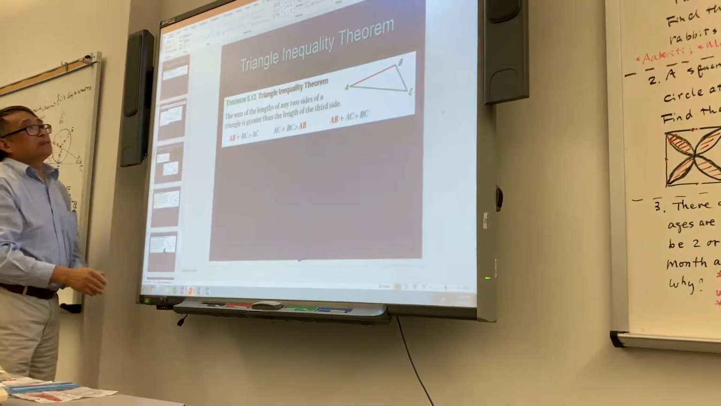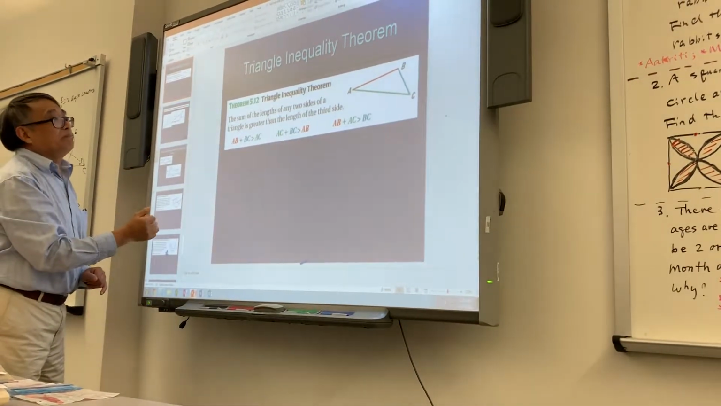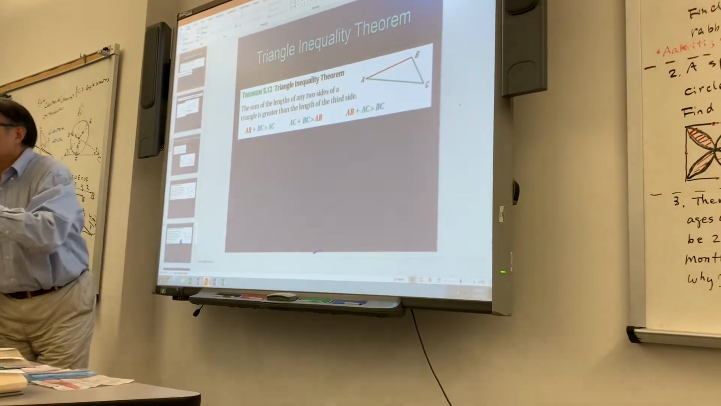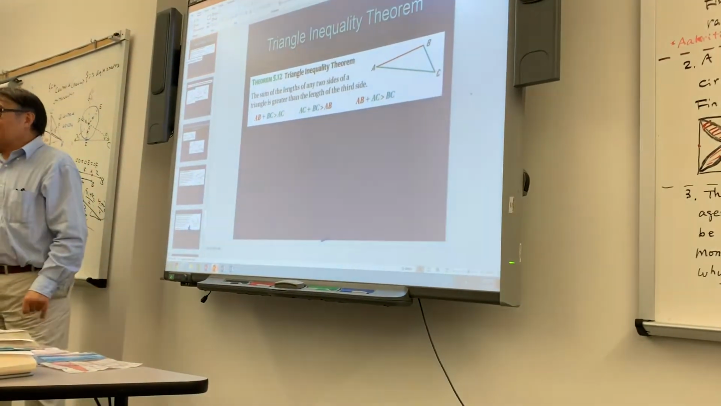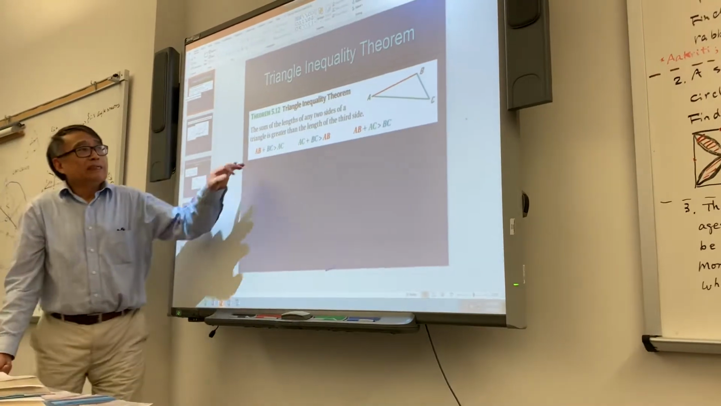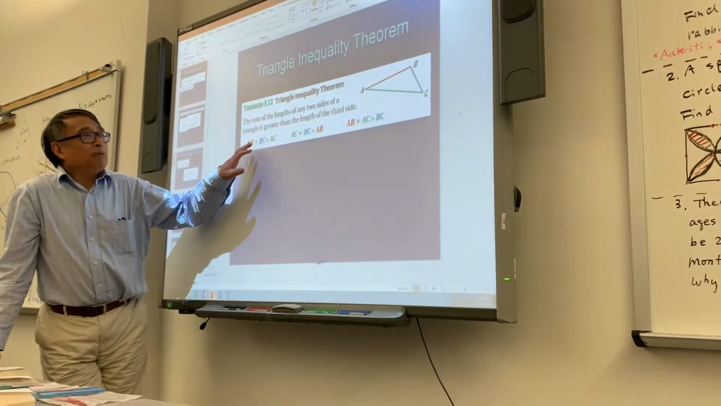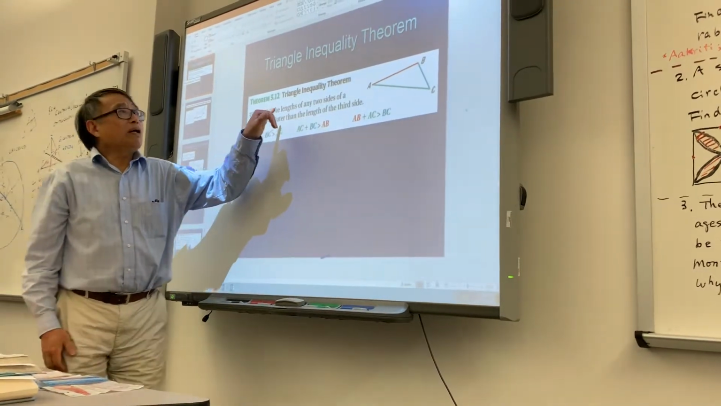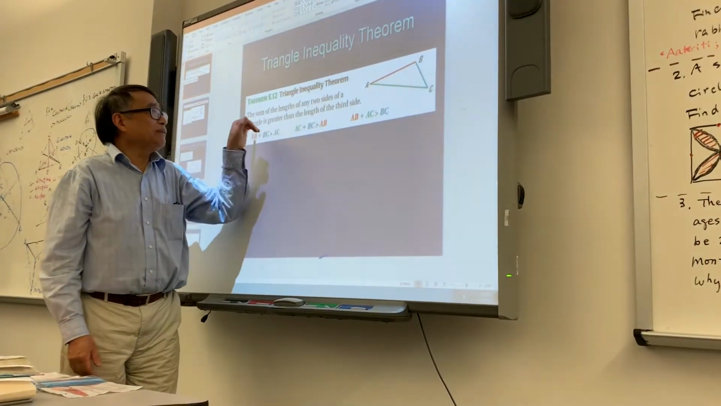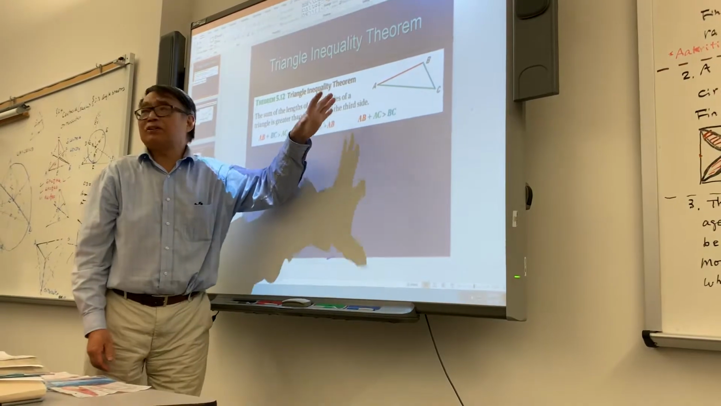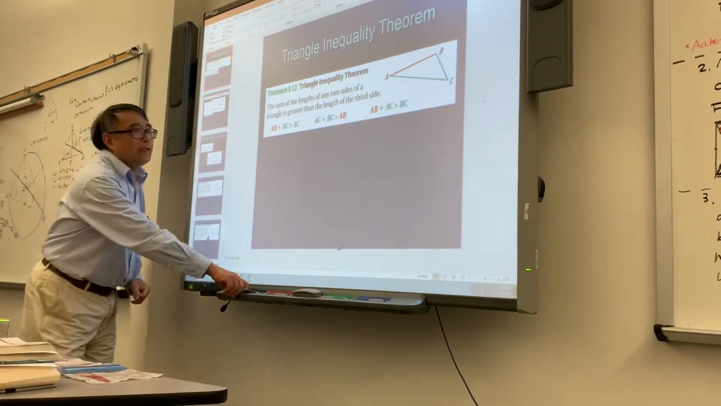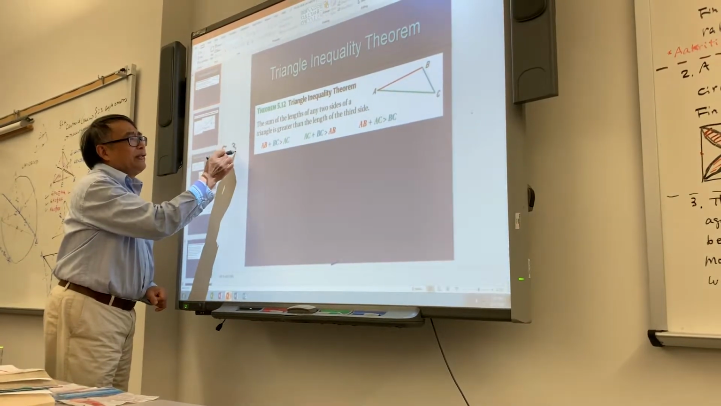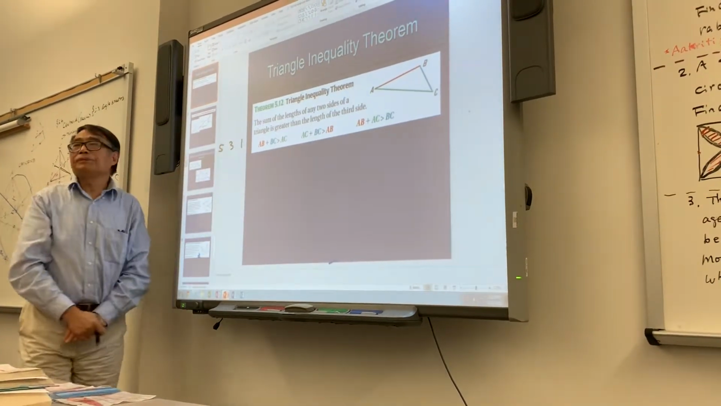Today is triangle inequality theorem. After 4 minutes of reading the book, I hope you understand some stuff, okay, please? First, AB plus BC is greater than AC. The sum of the lengths of any 2 sides of a triangle is greater than the length of the third side. For instance, we have 3 numbers, 5, 3, 1.